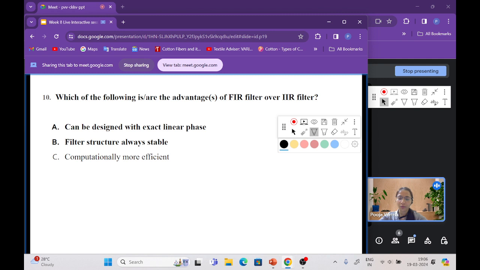I hope all of you have gone through the lecture videos. So option A and option B are correct. Can be designed with exact linear phase. FIR filters are designed with exact linear phase, and the filter structure is always stable because it has a finite number of terms. It is a finite impulse response, so n is defined. So that can be a stable number.